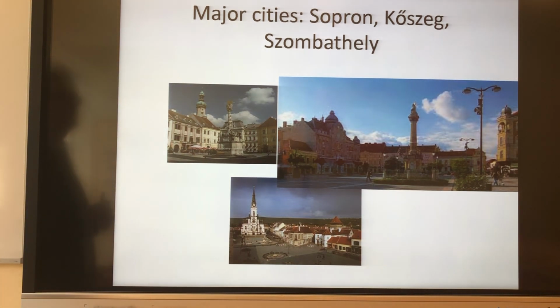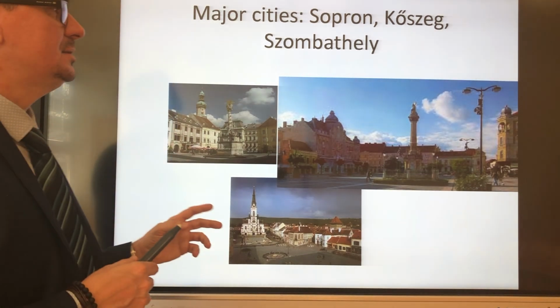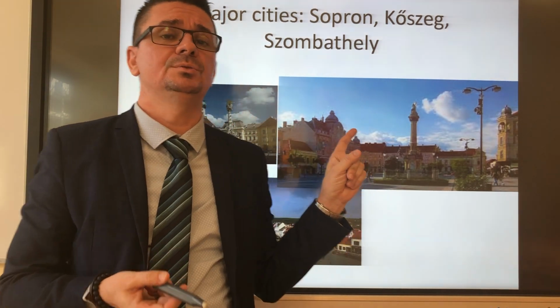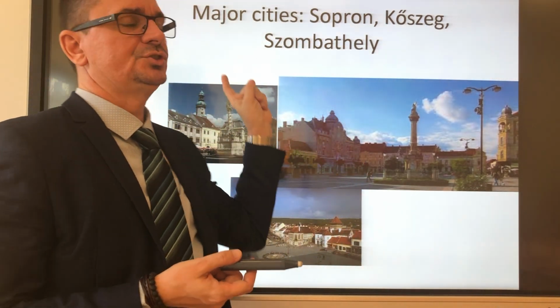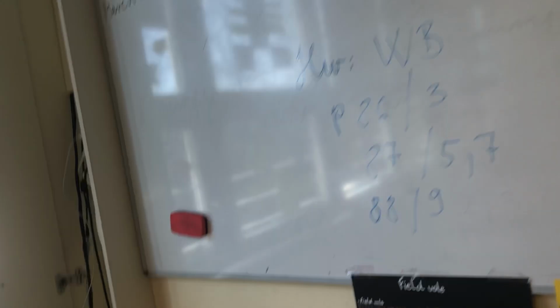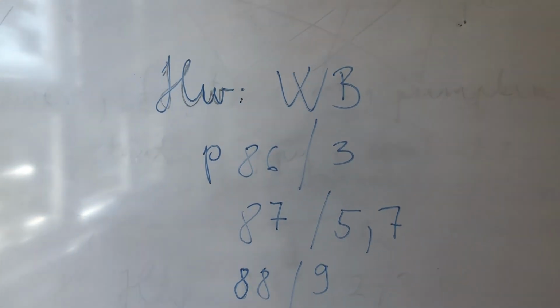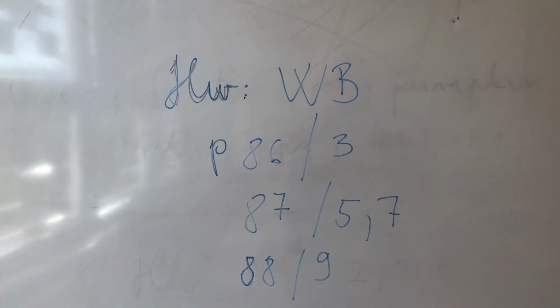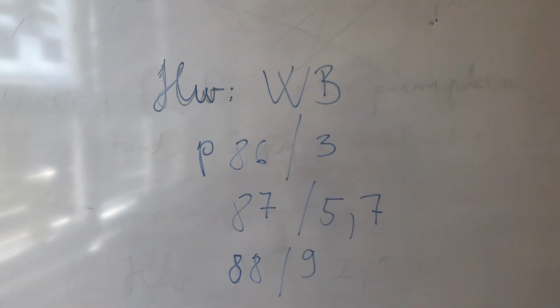Major cities of the area: Sopron, Kőszeg, Szombathely. You can find photos of these. Please write the names again in the exercise book. And I would like to ask you to find the number of population of these cities, okay? And please write them there in brackets after the names of the cities. And your homework task in the activity book, workbook, page 86, task 3, 87, task 5, 7, page 88, task 9.